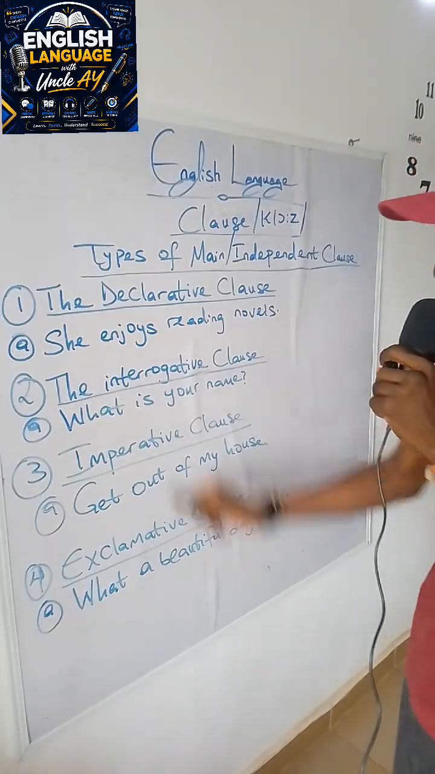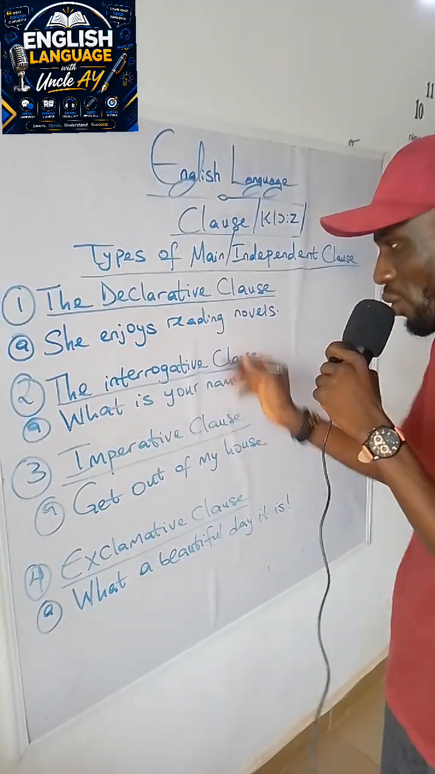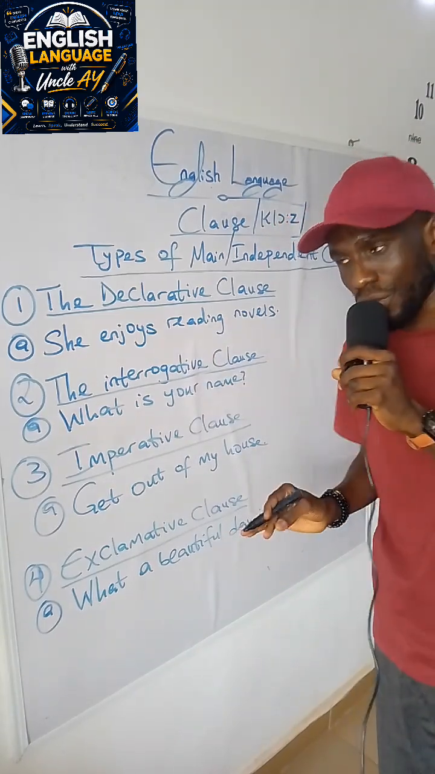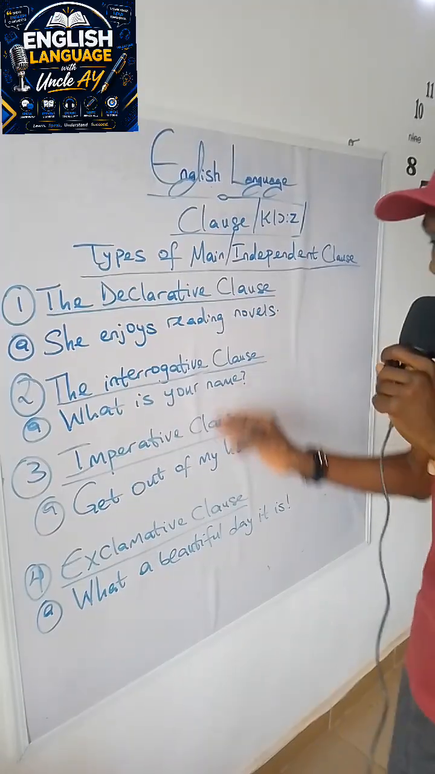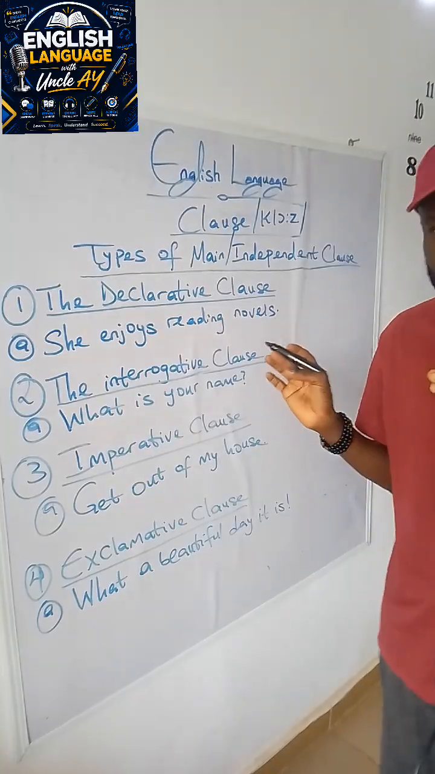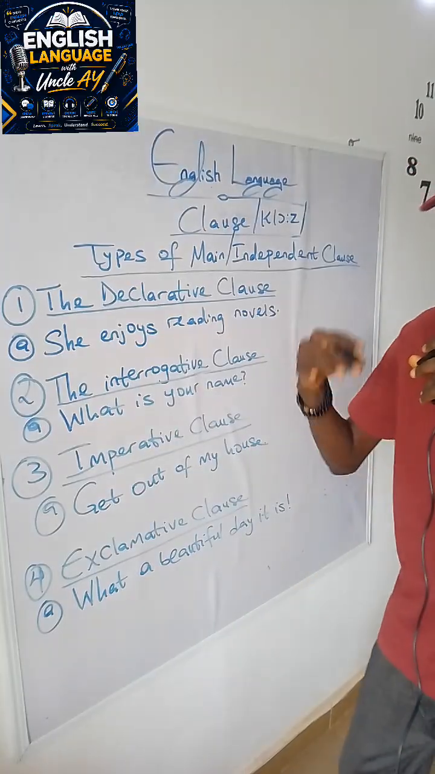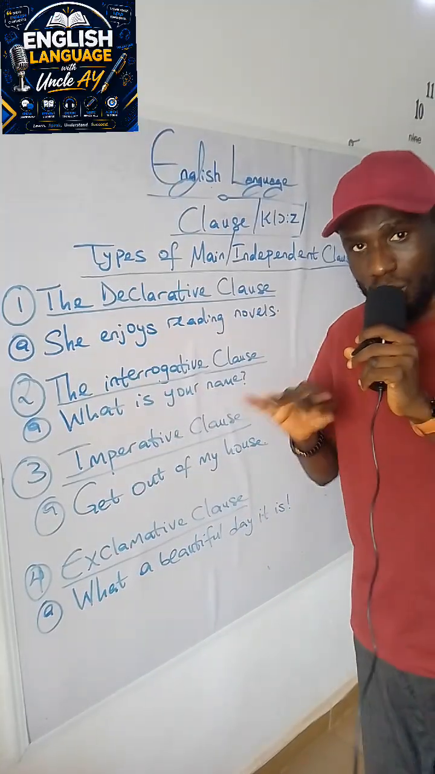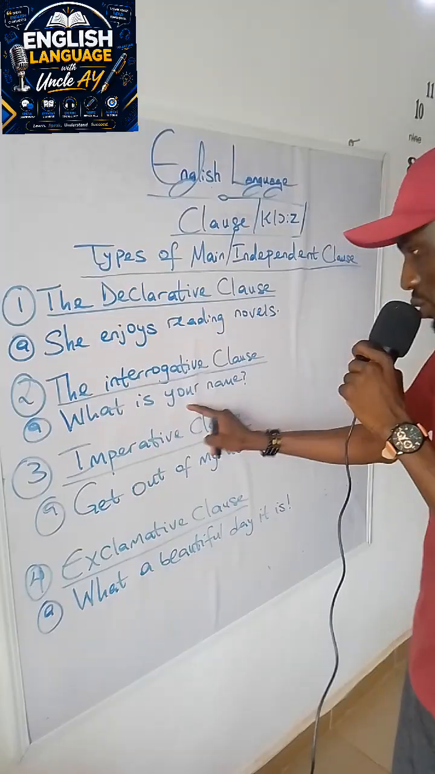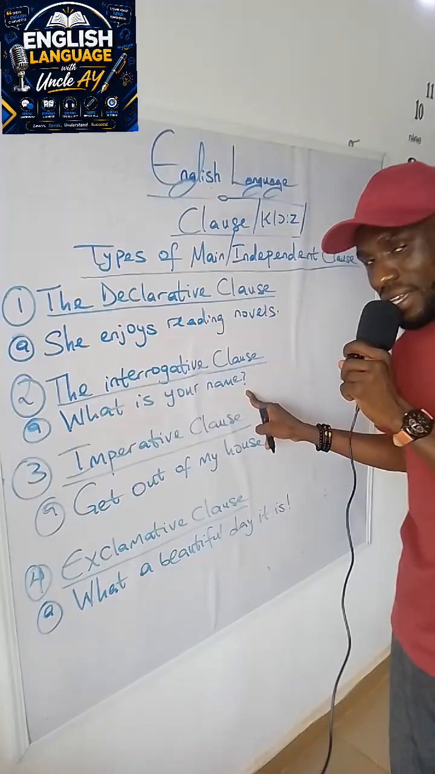And then number two, we have the interrogative clause. So another term for an interrogative clause is a questioning clause or an inquiry clause. So what does an interrogative clause mean? It's a clause that asks questions basically. So from the term interrogative, you could also say a questioning clause or an inquiry kind of clause. So that said, we have the example to be, what is your name? And you can see that at the end of this statement, right, a question mark is being appended.